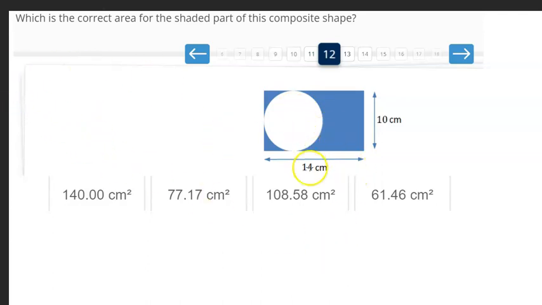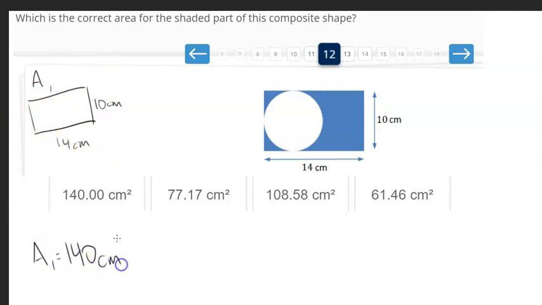Now what's different about this shape is that there is a piece missing, a circle piece that's missing. So in this case we have to work out the area of the bigger shape, work out the area of the smaller shape, and do the bigger shape take away the smaller shape. It's not being added, it's being taken away because it's a part that's missing from the overall shape. So area 1, which is just this rectangle, which is 14 centimeters and 10 centimeters. This one's really easy. This is just 14 times 10. So my area 1 is just equal to 140 square centimeters.